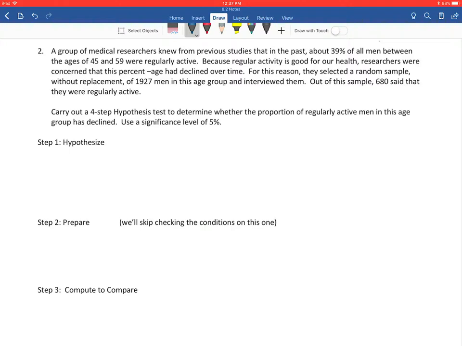Okay, we want to carry out the hypothesis test to determine whether the proportion, what's important here, proportion and percentage. So again, these are all those p's, they're percentages. We know we're going to run this test, this proportion stats, and we're going to get a Z value for it. We're testing whether the proportion of regularly active men in this age group has declined. And we are told here to use a significance level of 5%.